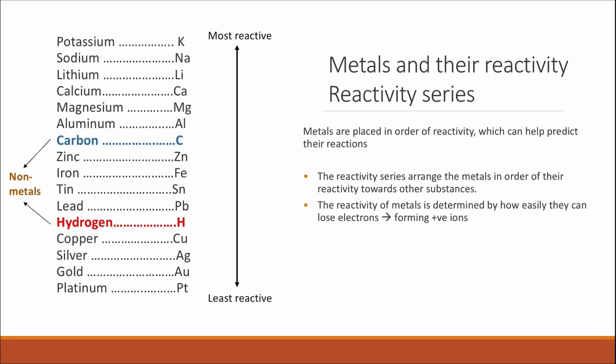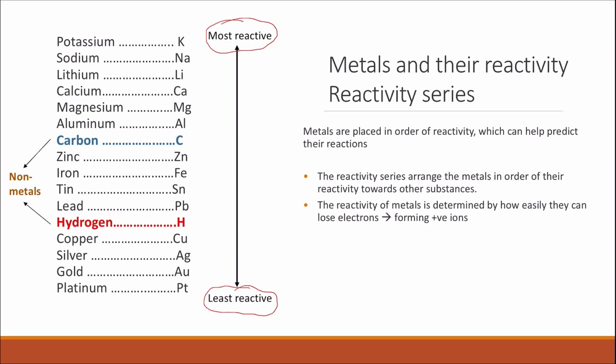The reactivity of a metal is determined by how easily it can lose electrons, and when they lose electrons, they form positively charged ions. The higher up the metal in the reactivity series, the easier it can lose the electrons and the more reactive it is. So the most reactive metals are the metals which are higher up in this series. The least reactive ones are the ones which are toward the end of the series.